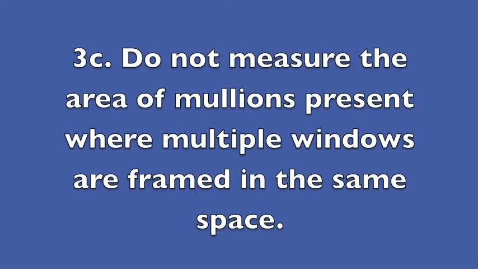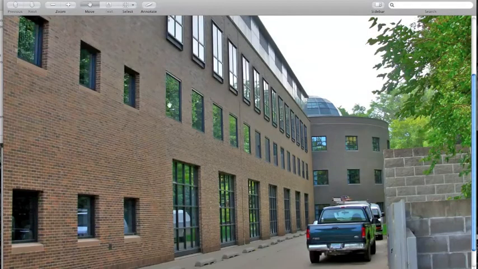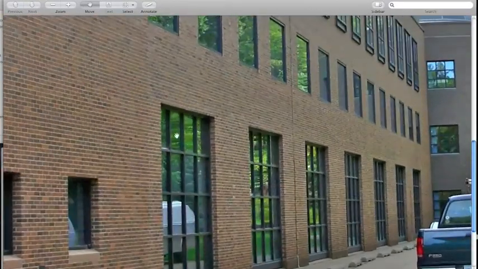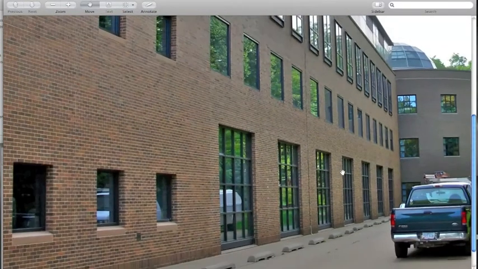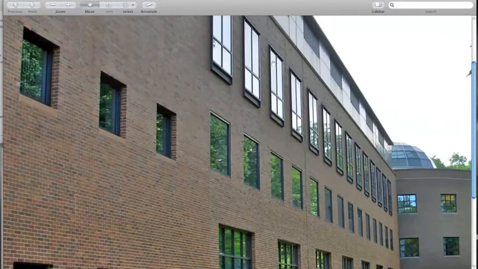Do not measure the area of mullions present where multiple windows are framed in the same space. You can see the presence of large mullions in these windows down here, and also in these windows up here, and also in these windows up here. So as you measure windows, you just want to exclude these mullions from your window measurements.